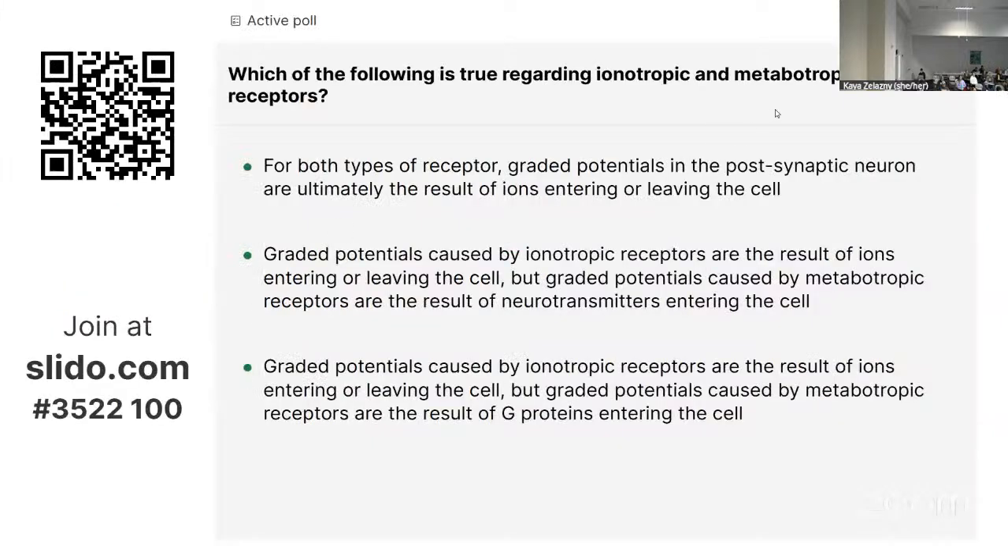Okay. So identify descriptions of these ionotropic and metabotropic receptors. Make sure we can tease these apart.